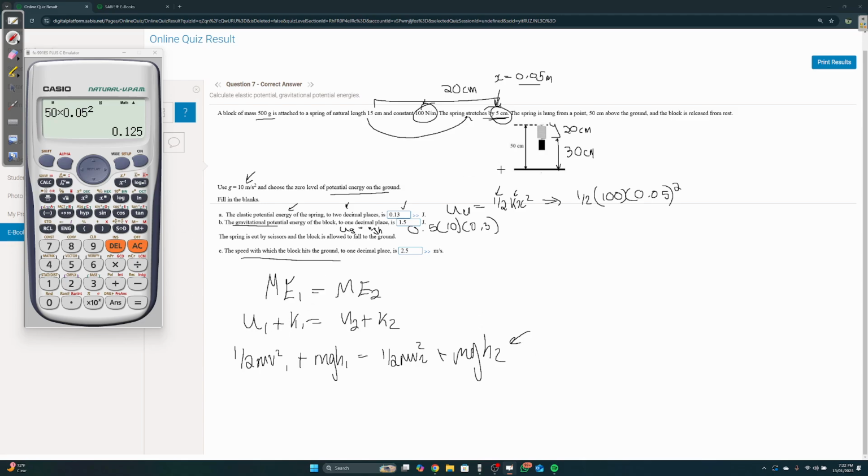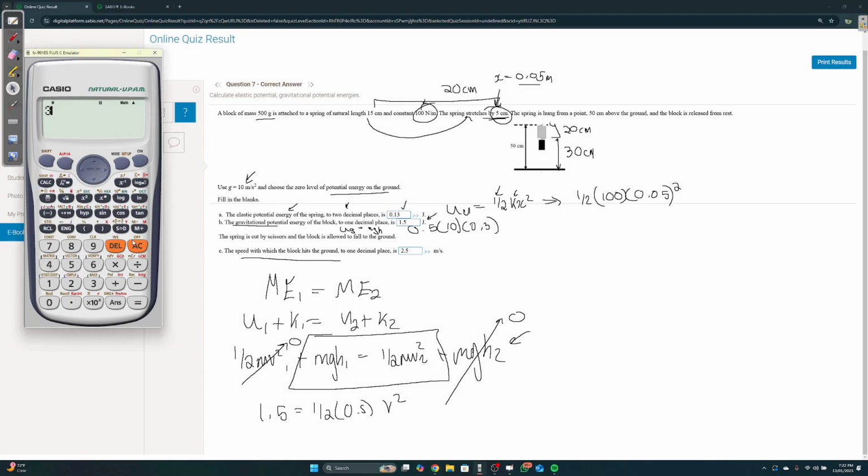Okay, let's see. At the start, obviously the velocity is 0, so you cancel it, because you're at the top, right? When it falls down, the height is going to be 0, so h2 is going to be cancelled. So let's do it. mgh1 is actually what we calculated earlier, 1.5, is equal to half the mass, 0.5, times v squared. But you can easily solve this. Multiply by 2 on both sides to get rid of the half, it's going to be 3. Then half times 0.5, so 0.5 times 0.5, because half is 0.5. 0.5 times 0.5 is 1 over 4.